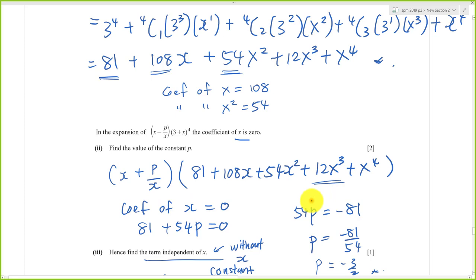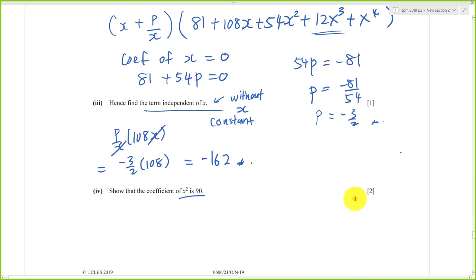Now because some of you, actually, you just used to use the x multiply every single one, and then use the p over x multiply every single one. You can do that, but it's going to waste you some time. So therefore, if you understand, you can straight away find which term will give you x squared. So basically, x will multiply this one. So it's coefficient of x squared. X multiply 108x, you get 108x squared, right? So coefficient is 108. And then p over x going to multiply this one. So it's 12p.